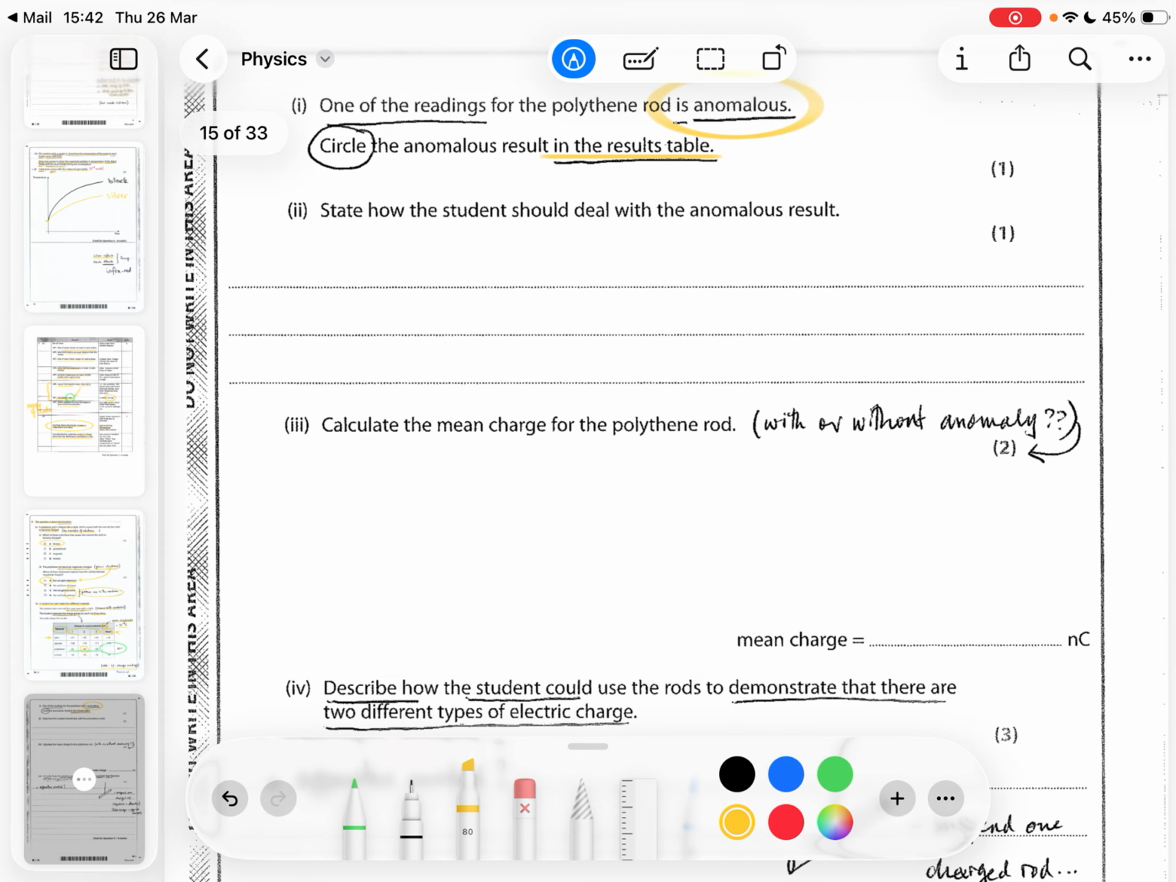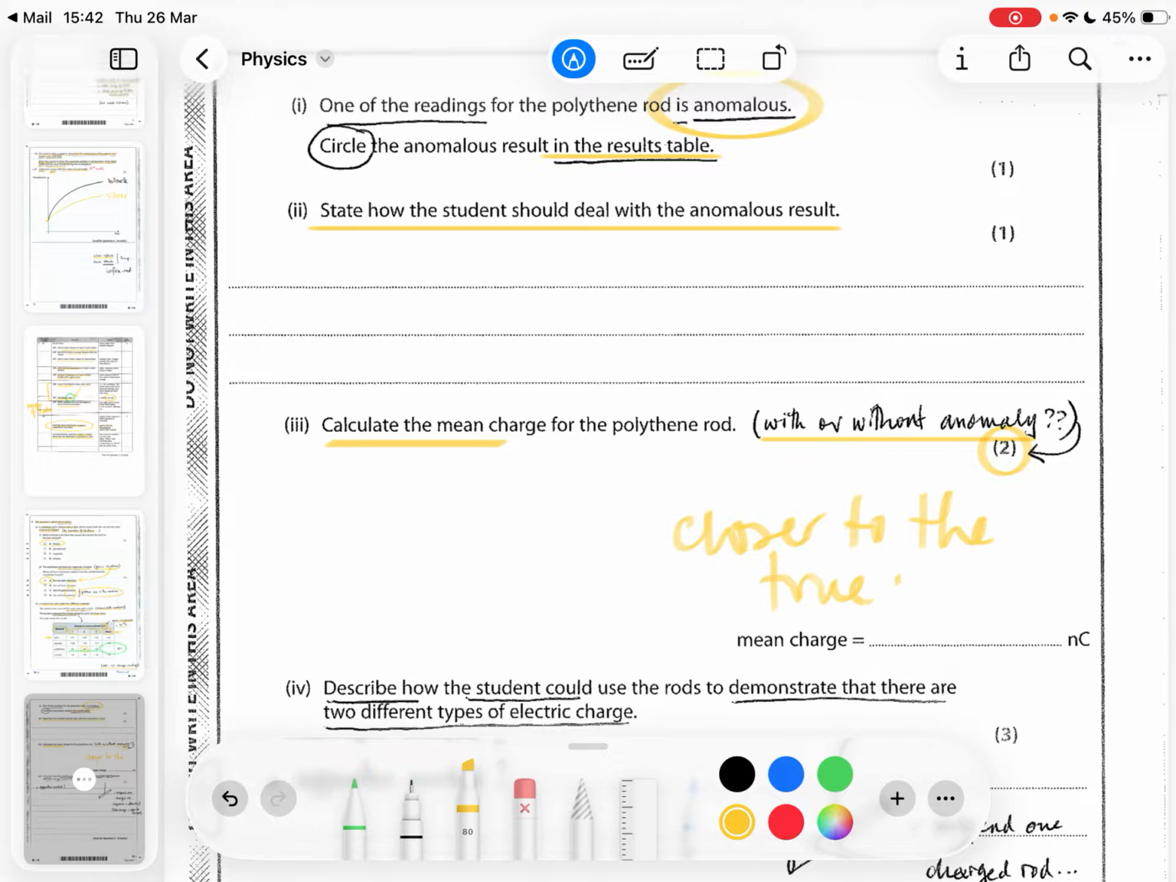Then show how the student should deal with the anomalous result. So if you know it's definitely something weird about it, you take it out and you can ignore it, so you don't use it. And then you can calculate the mean with or without the anomaly. And I think you'll get 2 marks if you do it without the anomaly, because you'll be closer to the true value.